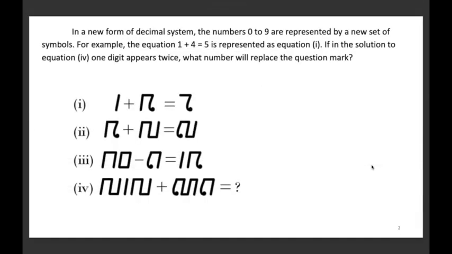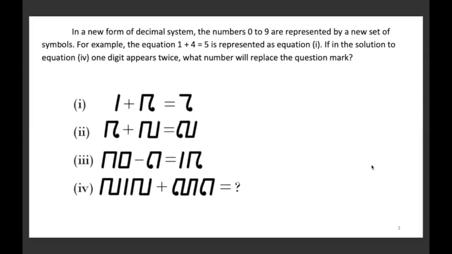The first question for the day. In a new form of decimal system, the numbers 0 to 9 are represented by a new set of symbols. For example, the equation 1 plus 4 is equal to 5 is represented as equation 1. If in the solution to equation 4, one digit appears twice, what number will replace the question mark?